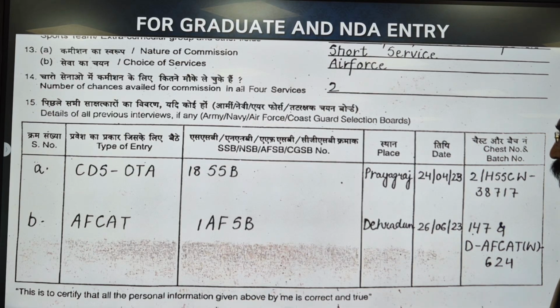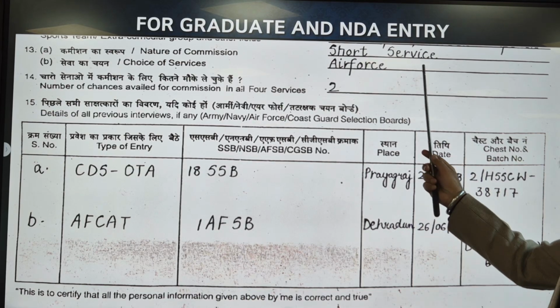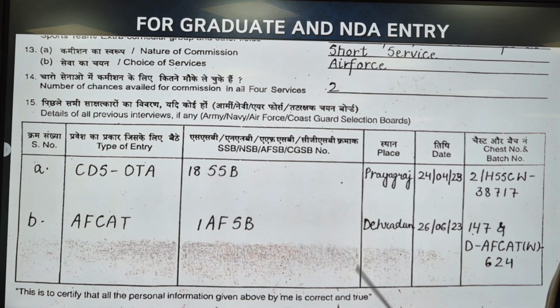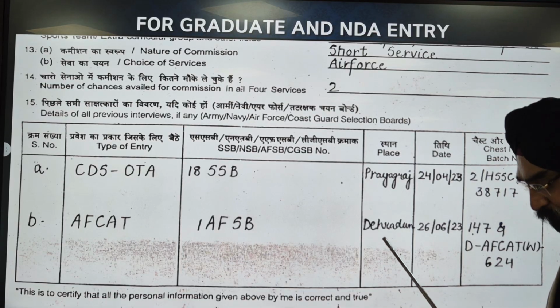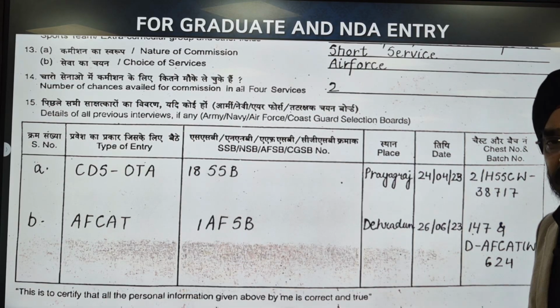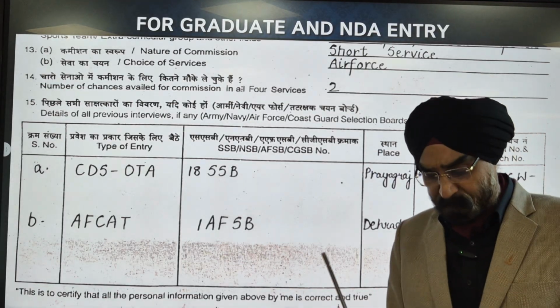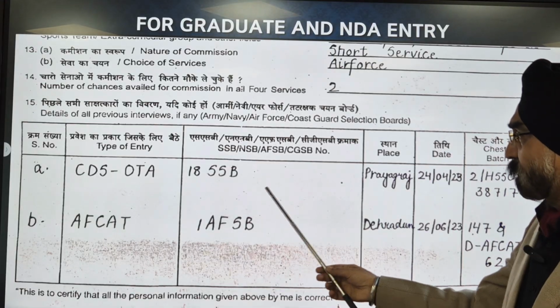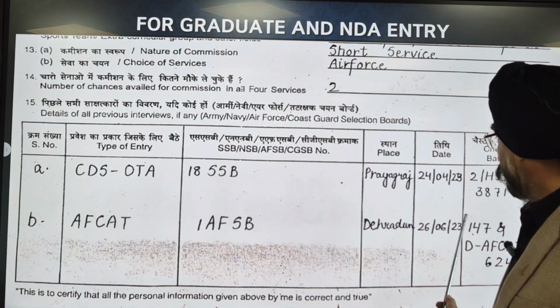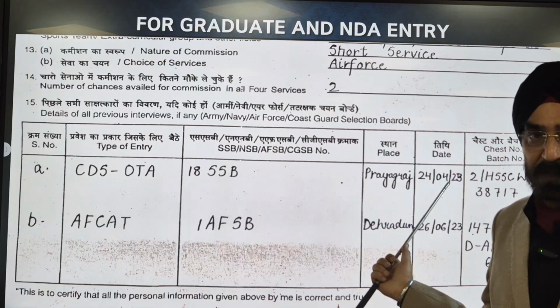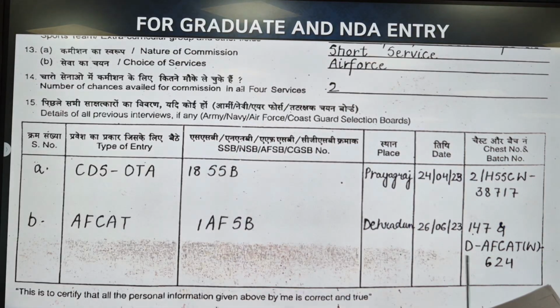These 13, 14, 15 are basically factual things, which is the nature of commission you are going for and how many attempts you have availed so far. All the previous attempts, ladies and gentlemen, please remember, mention the details of the batches you have gone to and where you have gone up to. They have asked the chest numbers. If you see, they've even asked the chest number you had. So please remember your previous attempts, whatever you have taken.